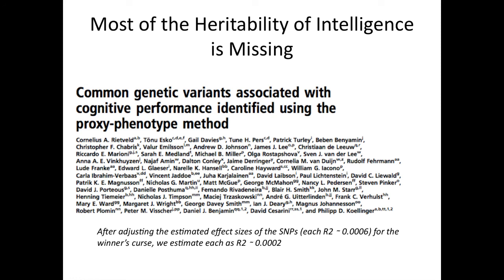And each of the genes, the SNPs, the single nucleotide polymorphisms that they found had, for those of you who know a little statistics, an R-squared value of 0.0006. So just think in your own research of trying to get something into PNAS with an effect size of 0.0006.